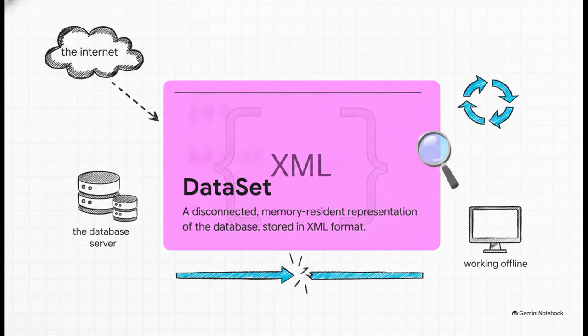And that evolution leads us directly into the modern Microsoft framework, ADO.NET. The really fascinating concept to grasp here is the data set. This represents a fundamental paradigm shift in how we handle data. A data set is a disconnected, memory-resident representation of the database. What does that mean? It means the application pulls the data, stores it locally in XML format, and then completely disconnects from the database server. You can work entirely offline, make your changes, and then synchronize everything later. For the modern, distributed internet, this disconnected model is an absolute game changer.